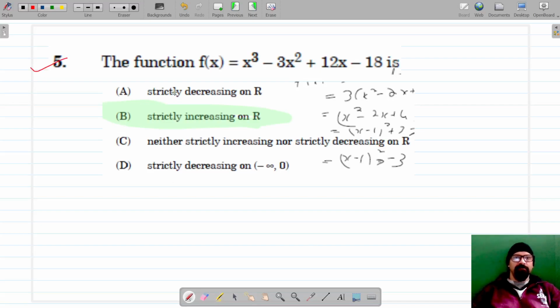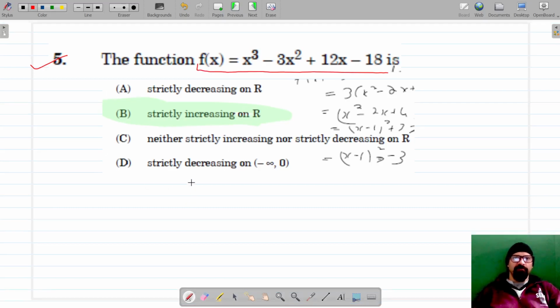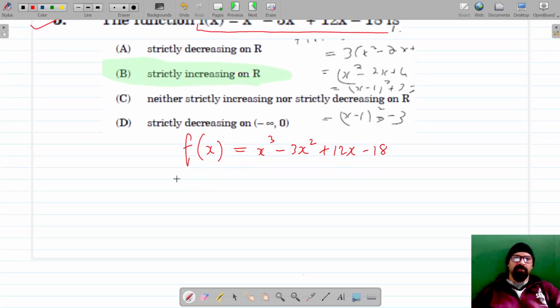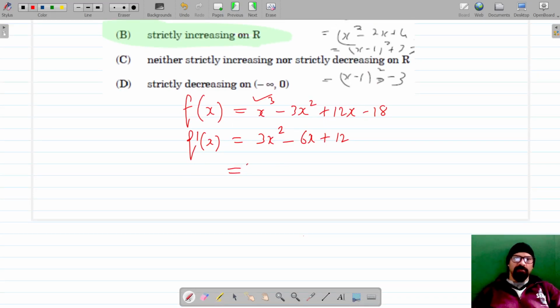For question number 5, we have to find where the function is strictly decreasing, or choose out of these four options. So we are going to use the first order derivative test, and the given function is f of x equal to x cubed minus 3x squared plus 12x minus 18. Let's find the first order derivative. The differentiation of x cubed is 3x squared, and this would be minus 6x plus 12. Let's take a 3 common. So this is x squared minus 2x plus 4.